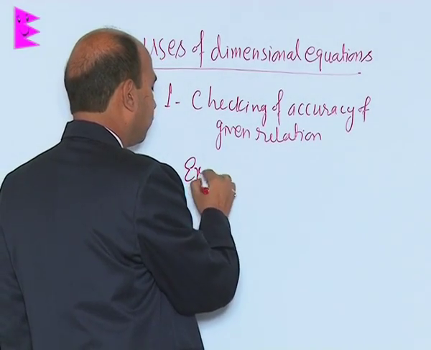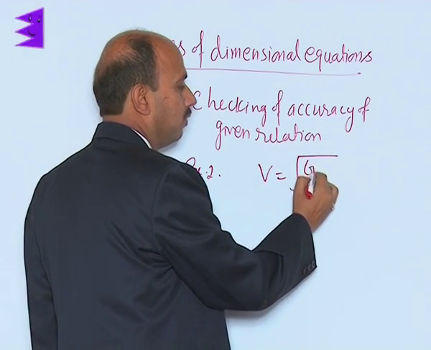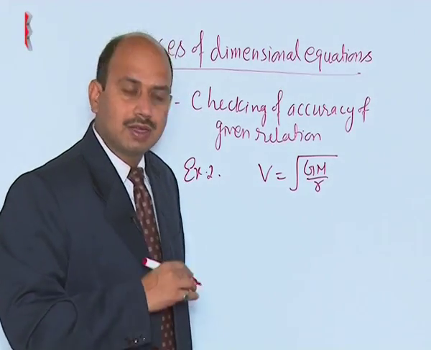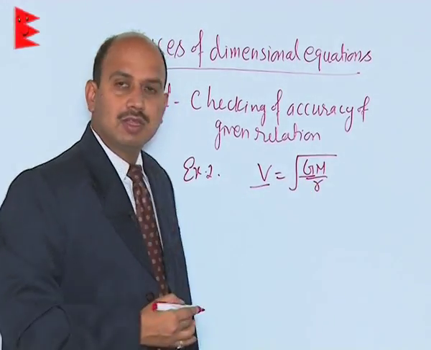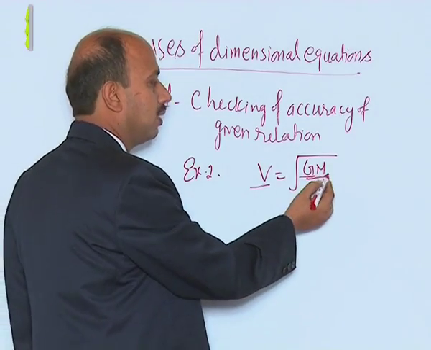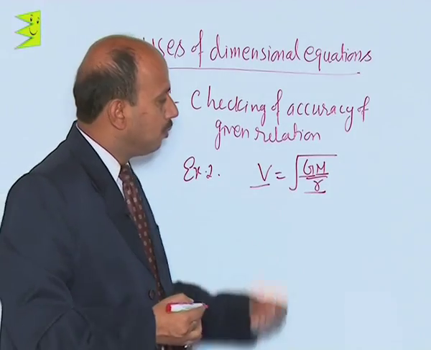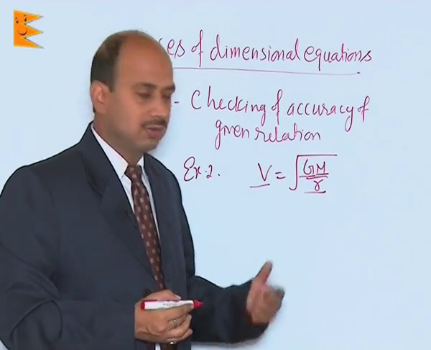Example 2 we can take. Suppose you have got V is equal to under root of GM upon R. This is the orbital velocity of a satellite, where V is orbital speed, capital G is universal gravitational constant, capital M is mass of the earth, R is the radius of the orbit. You have to check whether the given relation is correct or wrong using dimensional equations.